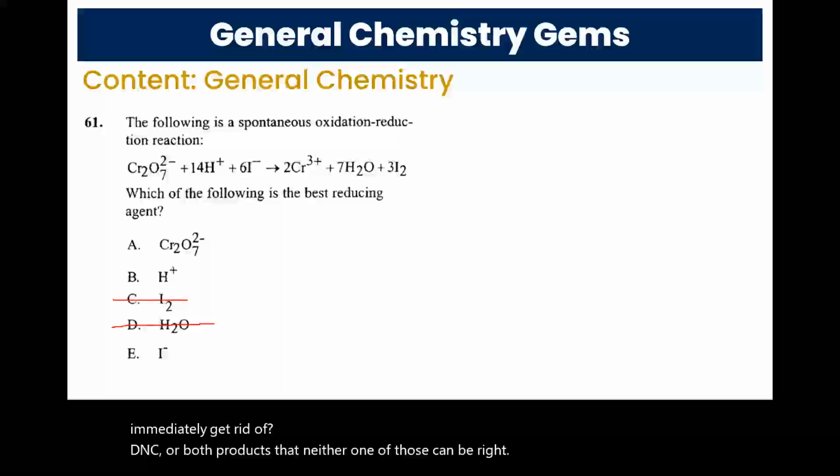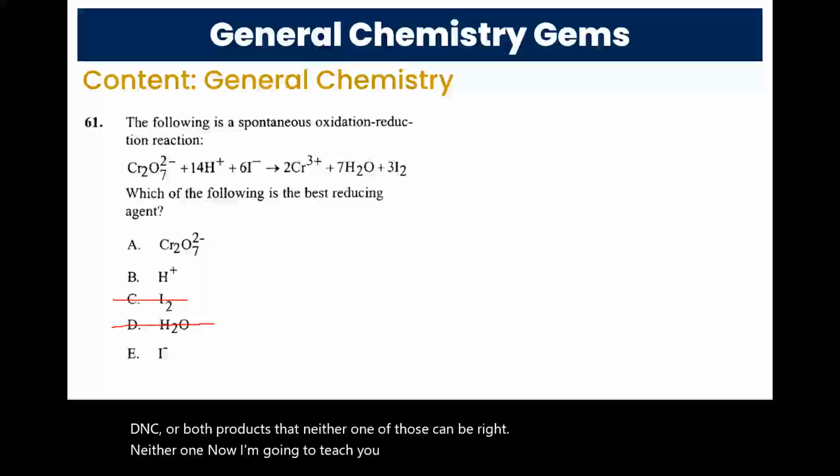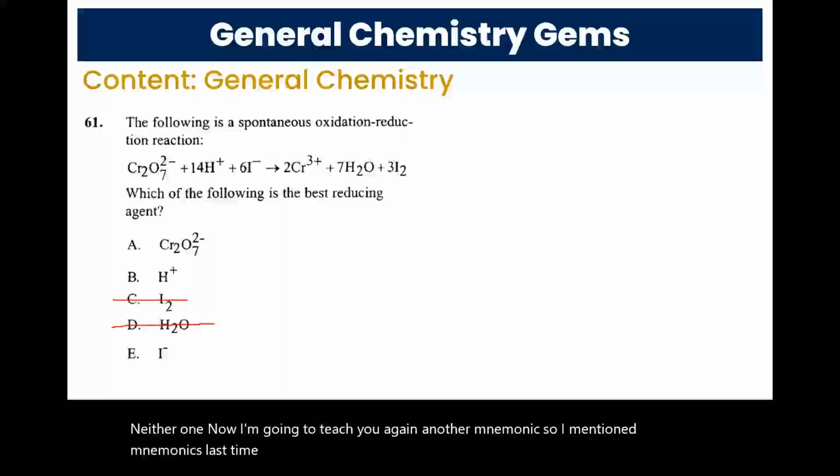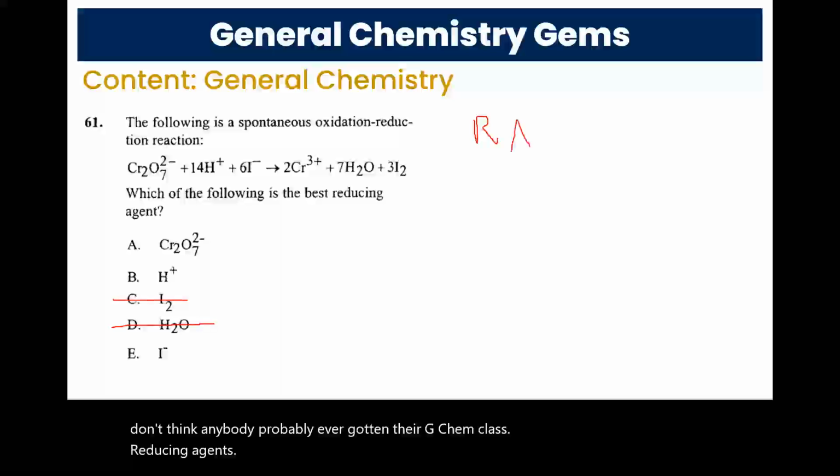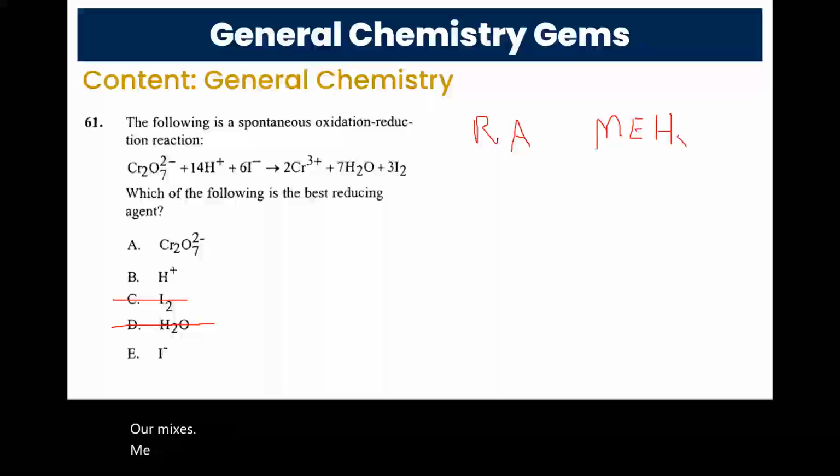Now, I'm going to teach you another mnemonic. I mentioned mnemonics last time as good ways to remember information. Here's a great mnemonic that I don't think anybody ever got in their G-Chem class. Reducing agents are MEHXs, MEHX, and metals. Oxidizing agents are MOXs and nonmetals.